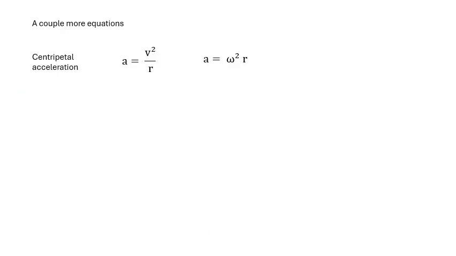A couple more equations. Centripetal acceleration. I'm not going to derive this equation. You don't need to be able to, and the derivation is a little bit tricky, so I'm not going to do it. a equals v squared over r, or because v is omega r, you get a is omega squared r. And that is the equation for centripetal acceleration.